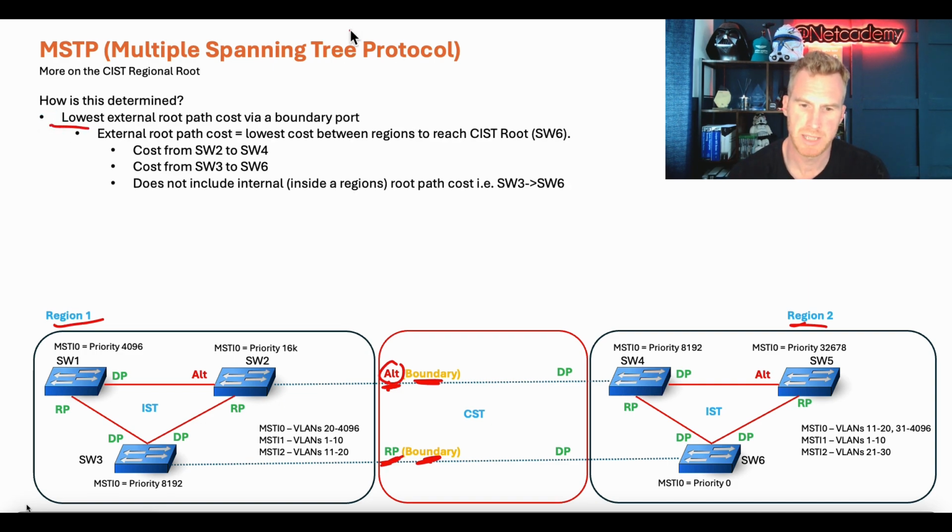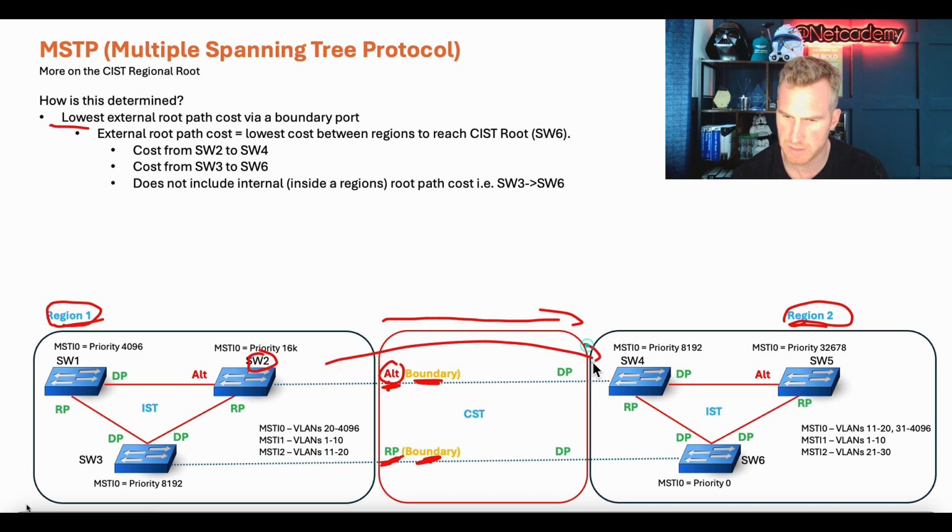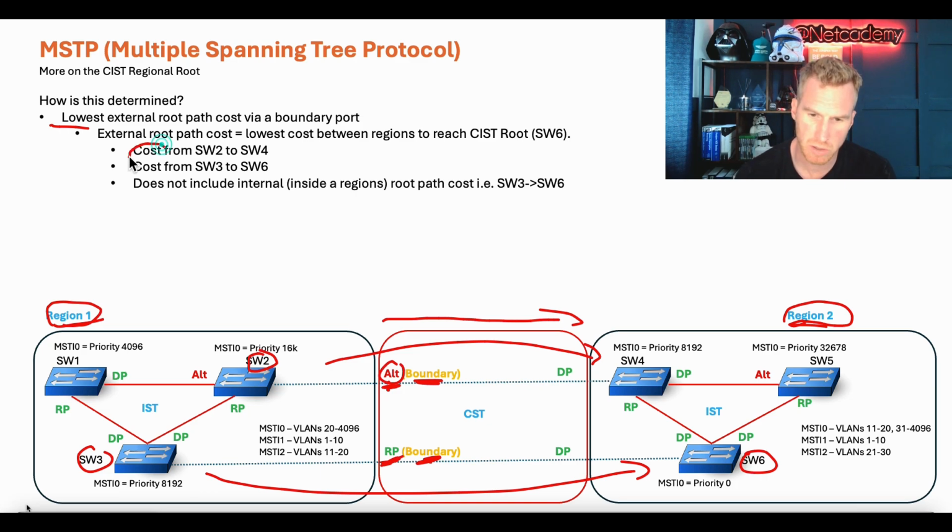And what you also have to take into account when it comes to these external paths is it's the external root path cost to get from region 1 over to region 2. So it's SW2's cost to get over to SW4, and it's SW3's cost to get over to SW6, which just happens to be the CIST root. So it's the cost of both of these which are actually compared, and again, the lower the cost, the better it is.